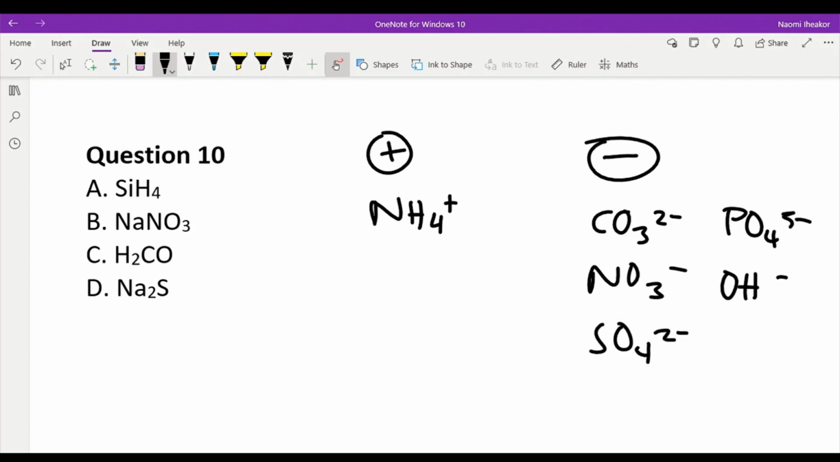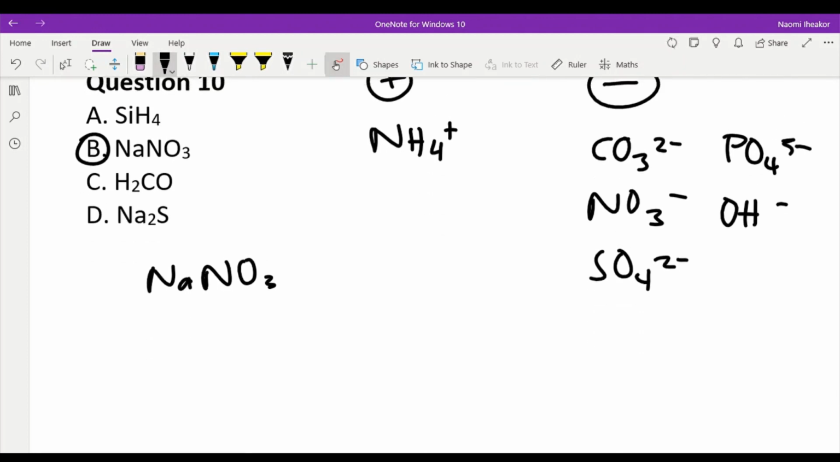So if we have a look at B, we've got NaNO3. So what we've got there, if we break that down, NaNO3 is we've got ionic bonds between the positive Na plus and the negative NO3 minus. So that's the ionic bond there between these two. And then we've also got a covalent bond in here between our nitrogen and our oxygens. So hopefully that explains that. So question 10, B is the correct answer.